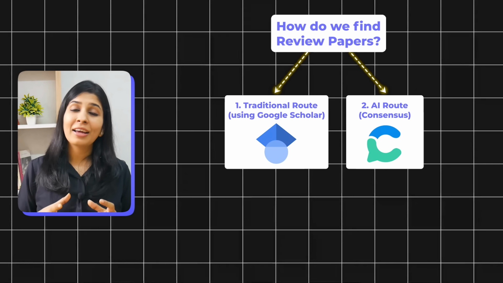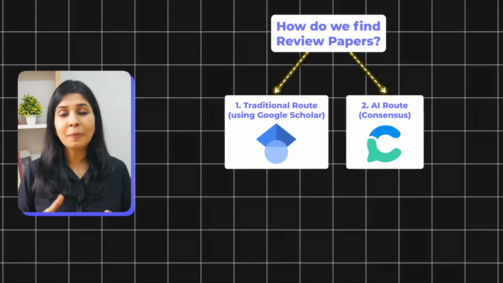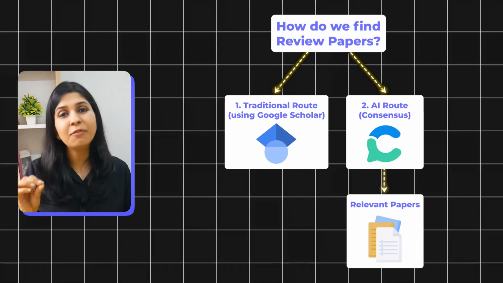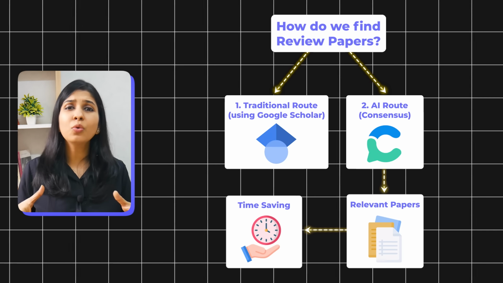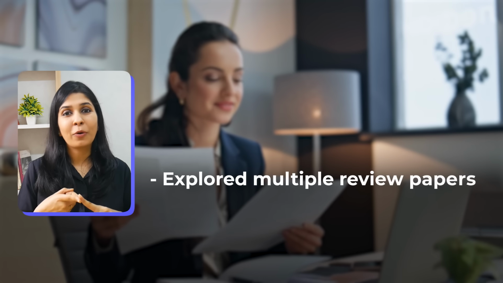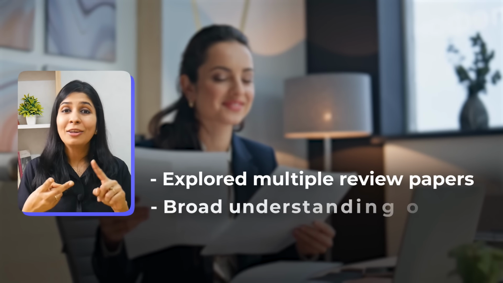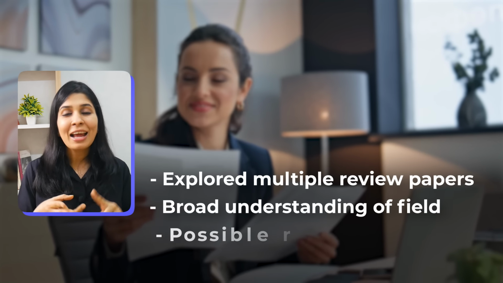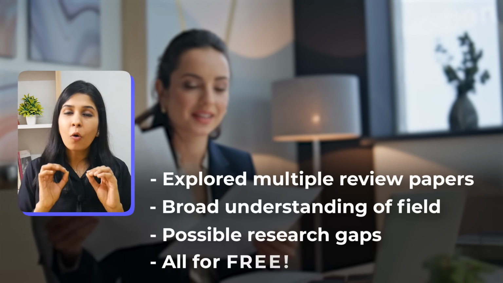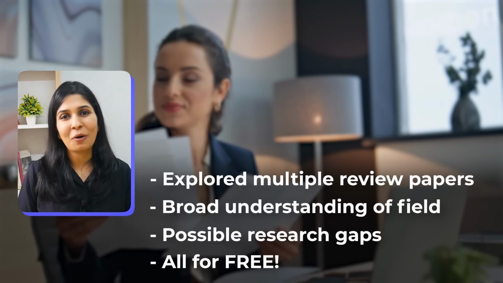Personally, what I like about Consensus over Google Scholar is that it cuts through all the noise and gives you the most relevant papers in your area so that you don't end up wasting time reading things that are not that important. So by the end of this step, you would have gone through multiple review papers, know who the main researchers are, and what are some of the potential research gaps worth exploring, all without spending a single dollar.